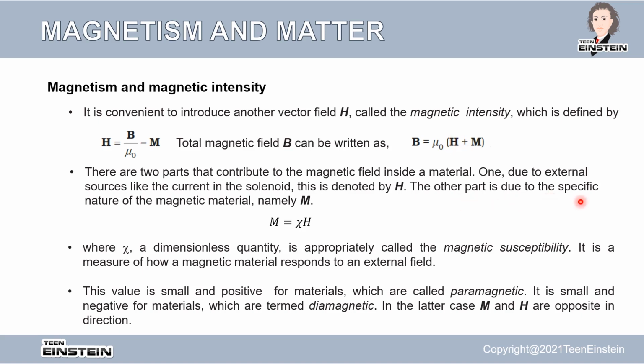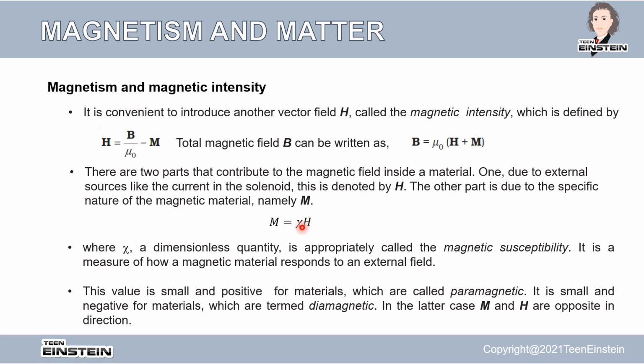And now the other part is due to the specific nature of the magnetic material, called M. So this depends on how the material responds to the magnetic field. So now this M equals chi multiplied by H. It's also very important that M is directly proportional to H, because H is now the external magnetic field.